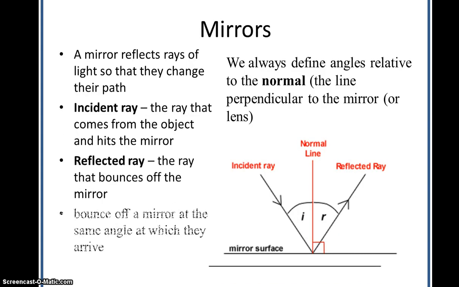And here's some stuff that you guys already know. You know about the incident ray, the reflected ray, and the law of reflection. And you also know about the normal. But you also know that the angle of incidence, this angle right here, is equal to the angle of reflection.